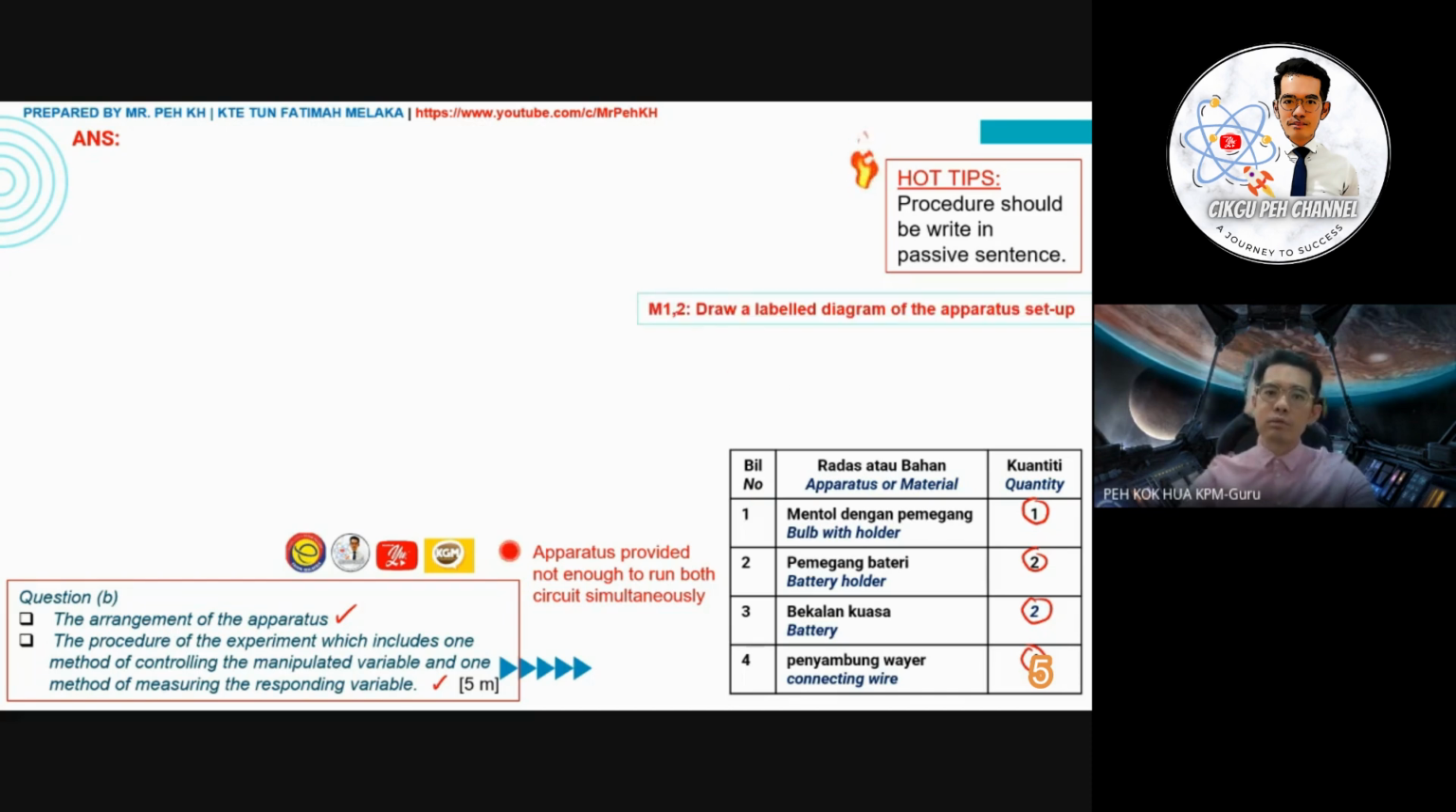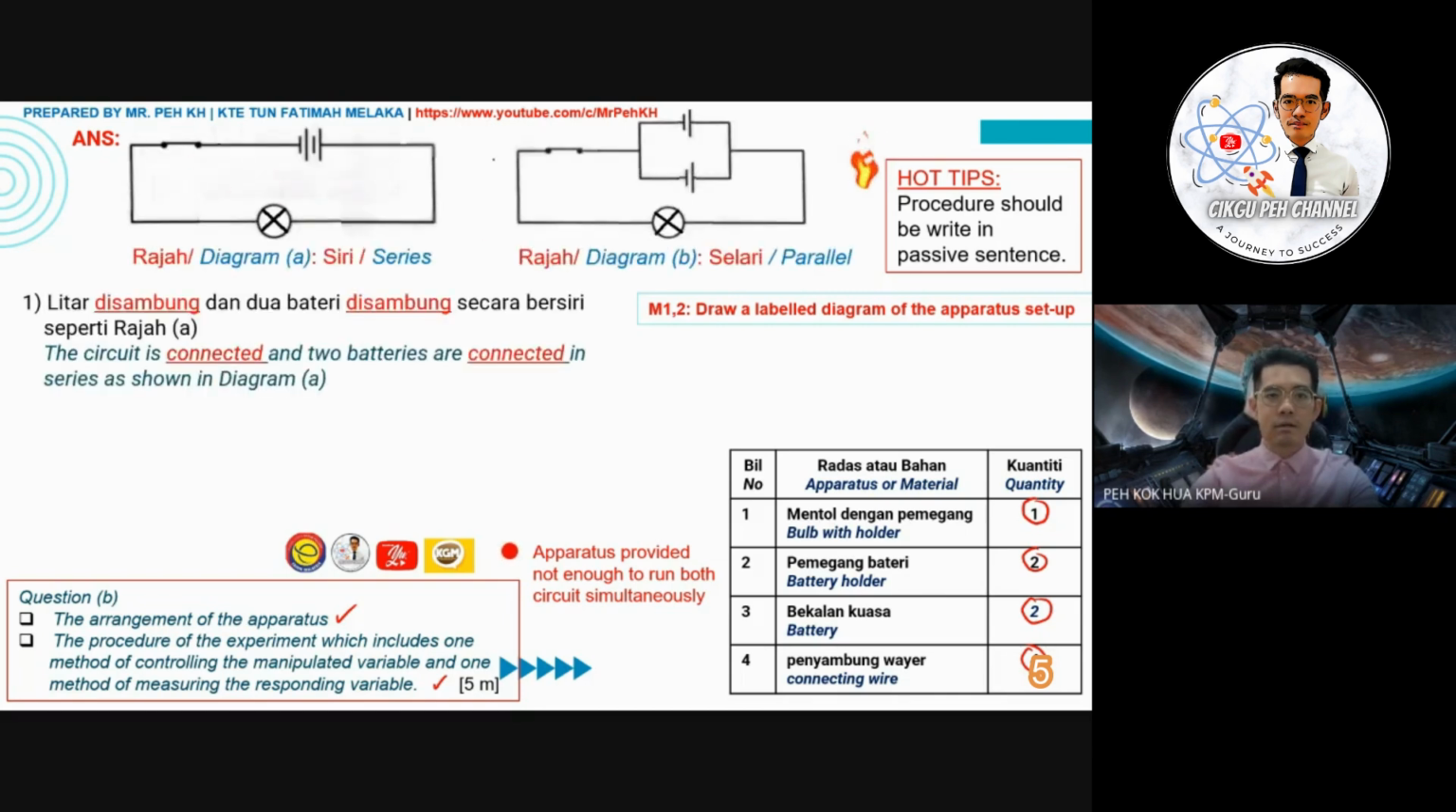Okay, so first you need to draw a labelled diagram of the apparatus setup. Just now I already drew for you the schematic diagram regarding the arrangement of the dry cells in series and parallel. So basically it will be like this. Just now I already showed you. So you must plan your diagram early for this kind of question, so that when the candidate is allowed to conduct the experiment, you can straight away follow the arrangement according to the diagram you drew.